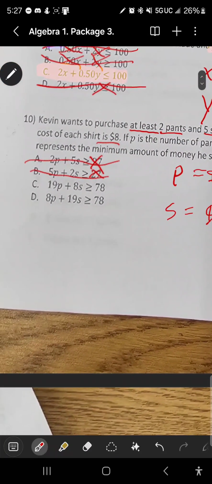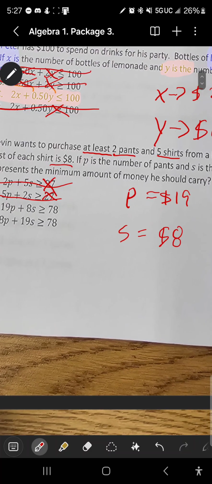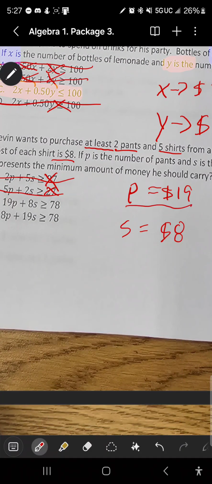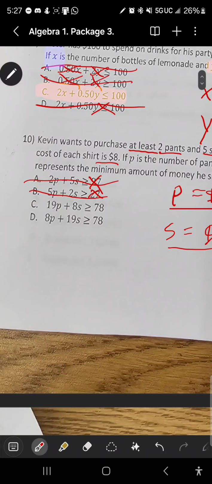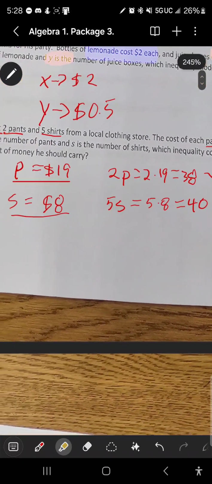Now, let's see the difference between C and D. Oh, this is kind of an easy one. As you can see here, P goes with 19 and S goes with 8. So this is obviously wrong. Our answer is C. And yep, that's basically it for this problem.